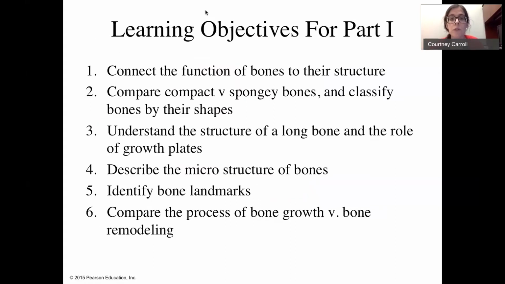Our learning objectives for this part are to connect the function of bones to their structure, to compare compact and spongy bone, and classify bones by shape, to understand the structure of a long bone and the role of growth plates, to describe the microstructure of bones, identify bone landmarks, and compare the processes of bone growth and bone remodeling.